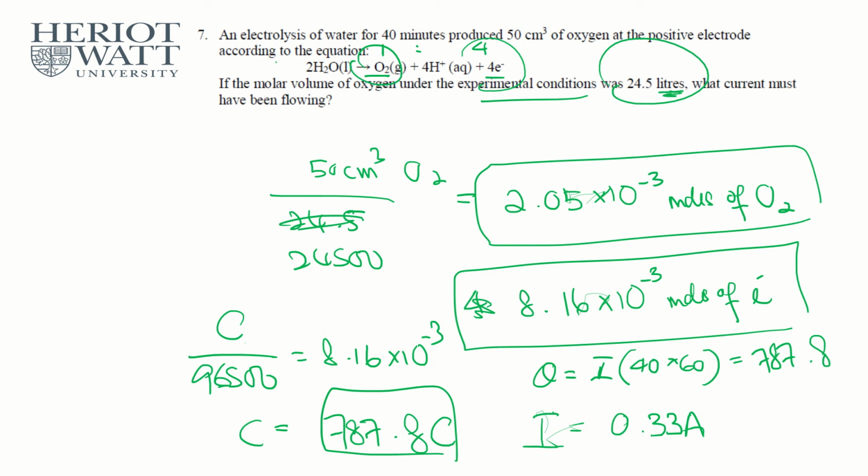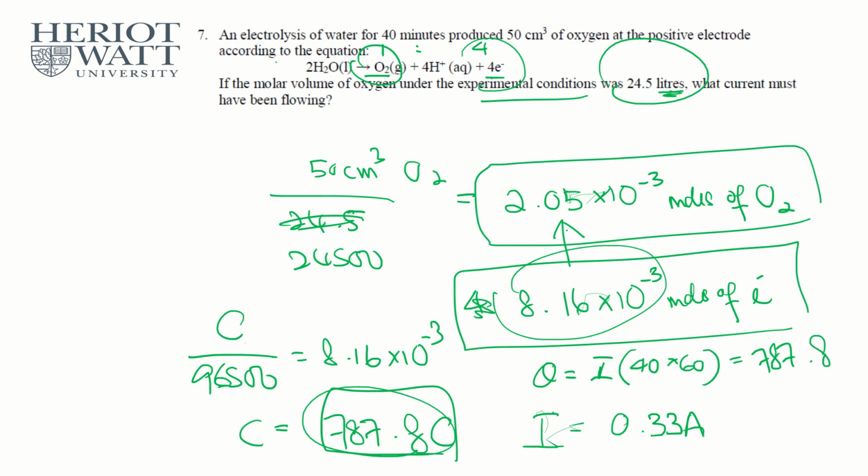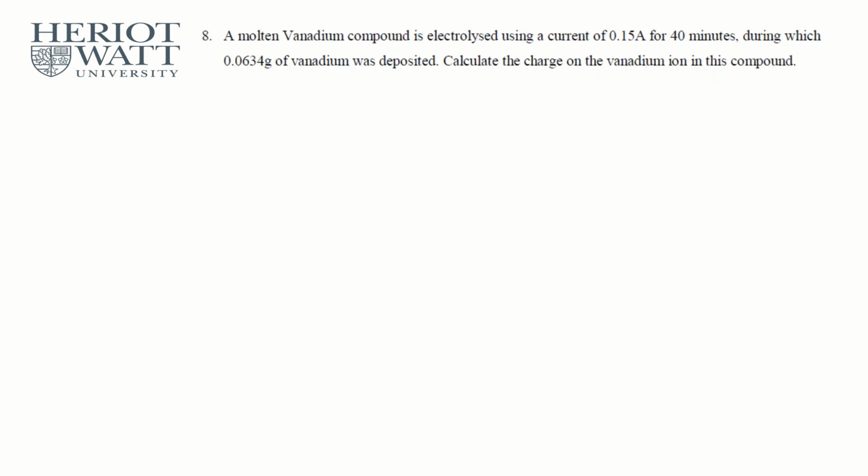Let's double check. Yeah, 0.33 A. That's the current used in order to produce 787.8 coulombs of charge. And this charge is flowing through, hence you get this mole of electrons. From this mole of electrons times 4, you get this mole of oxygen gas. From this mole of oxygen gas, you times the molar volume, you get this volume of oxygen gas. So this is going backward again. So that's how it works.